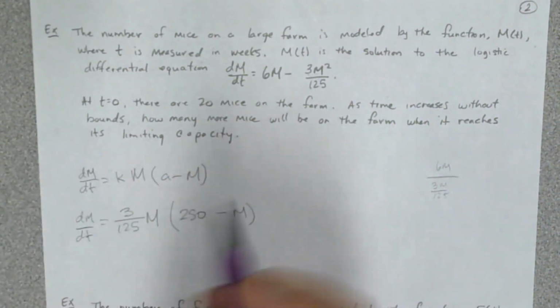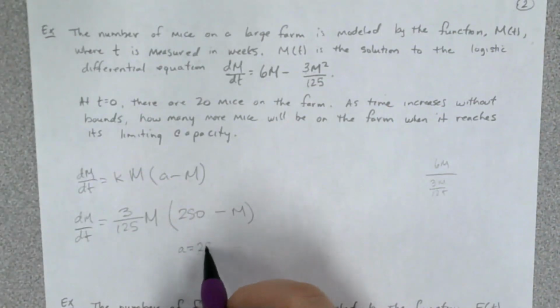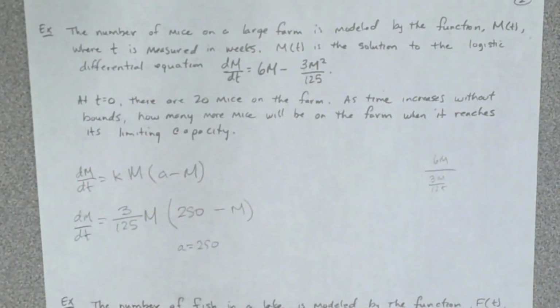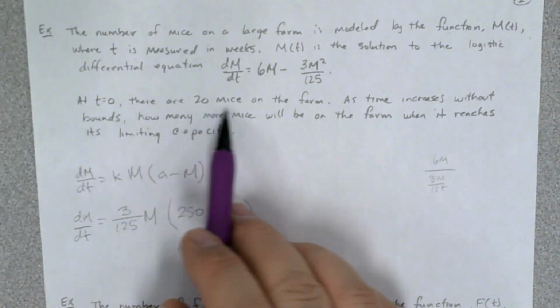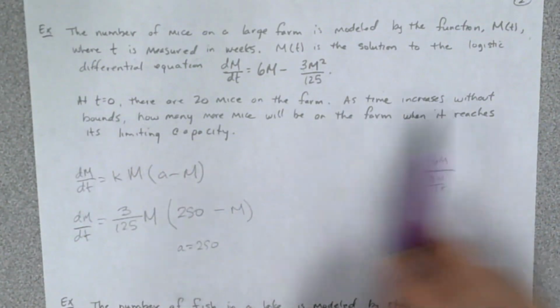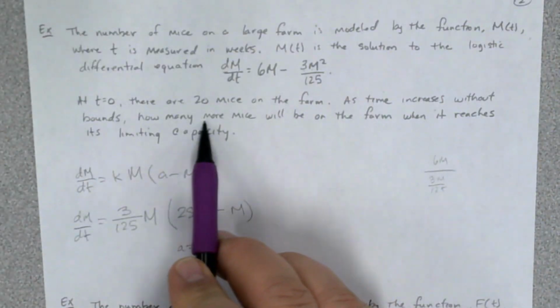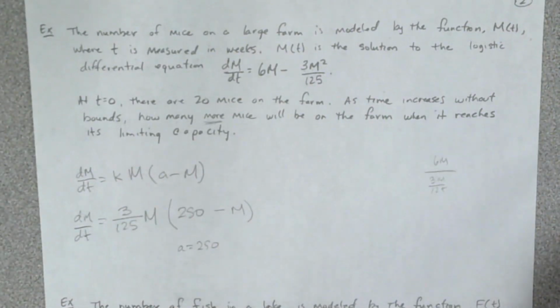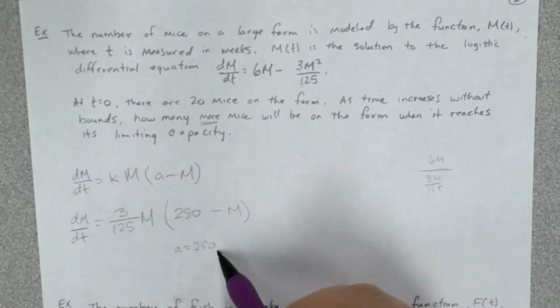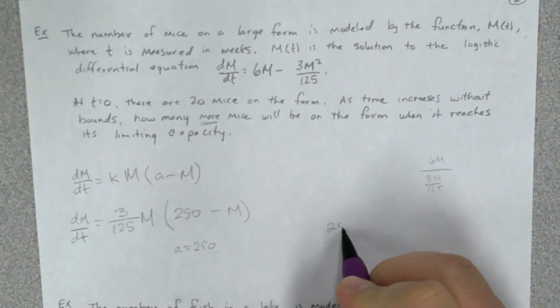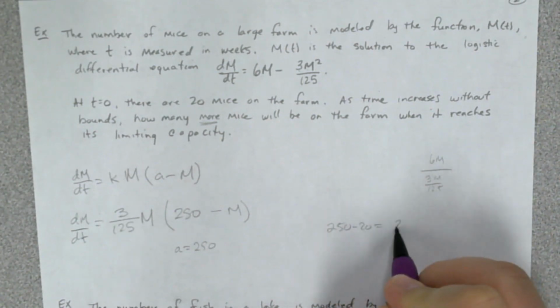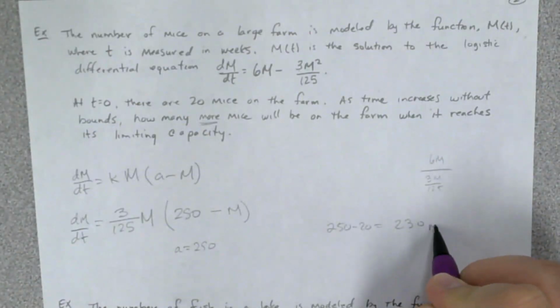So the carrying capacity, A, is going to equal 250. And so the question was, at t equals 0, there are 20 mice on the farm. As time increases without bound, how many more mice will be on the farm when it reaches its limiting capacity? So I have 20. This is the capacity. So literally I want 250 minus 20, or 230 more mice.